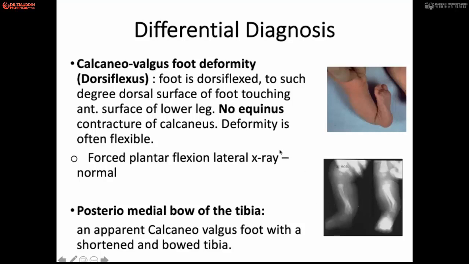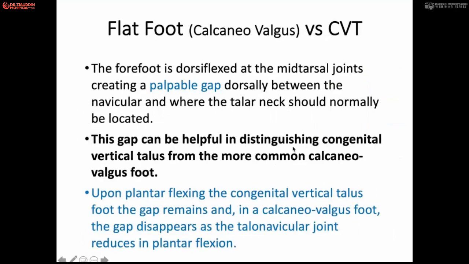So these are two important differential diagnoses one should know. In calcaneovalgus versus vertical talus, the foot is dorsiflexed at the mid-tarsal joint, but creating a palpable gap dorsally between the navicular, where the talar neck should be felt normally. This gap can be helpful in distinguishing the congenital vertical talus from the more common calcaneovalgus foot. Upon plantar flexion, the congenital vertical talus foot gap remains there, but not in the calcaneovalgus deformity.